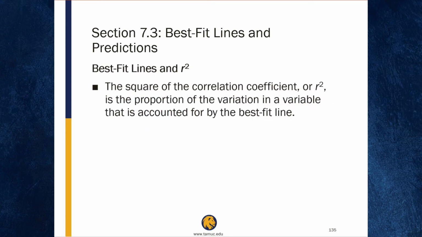Okay, another subject about best fit lines, going back to the correlation coefficient R. The square of the correlation coefficient, or R squared, is the proportion of the variation in a variable that is accounted for by the best fit line. So what that means is we can get an idea of how well the best fit line accounts for the data by doing the square of the correlation coefficient, R squared.